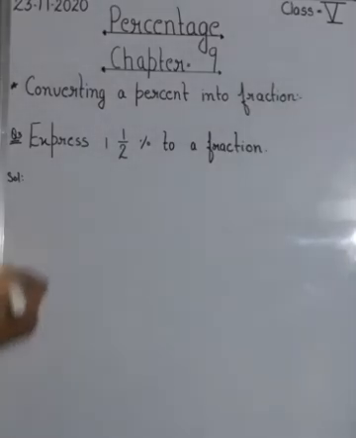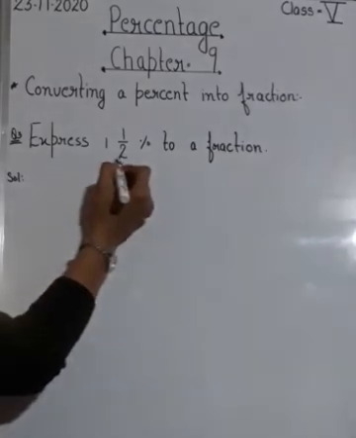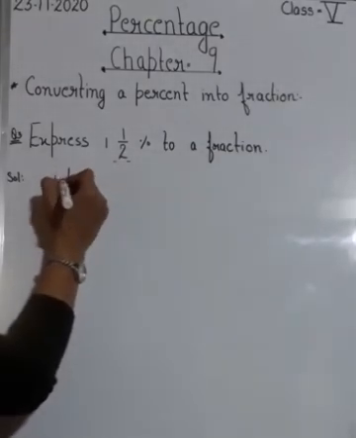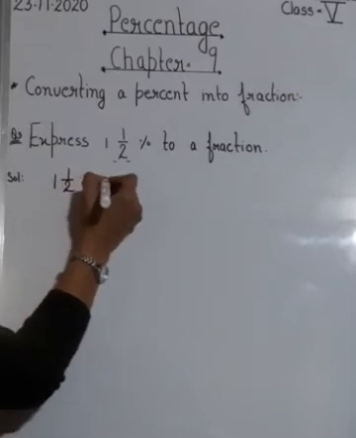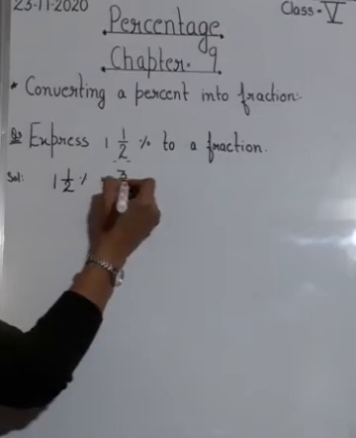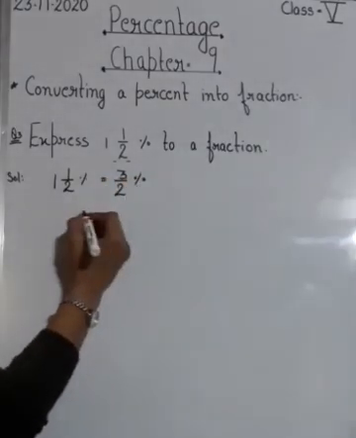Now your question number 3 is: express 1 whole 1 upon 2% as a fraction. Now this is a mixed fraction, so you have to convert it into an improper fraction. So you will write 1 whole 1 upon 2% is equal to 2 ones are 2 plus 1 is 3. This will be 3 upon 2%. Clear? Now you have to remove this percent sign.